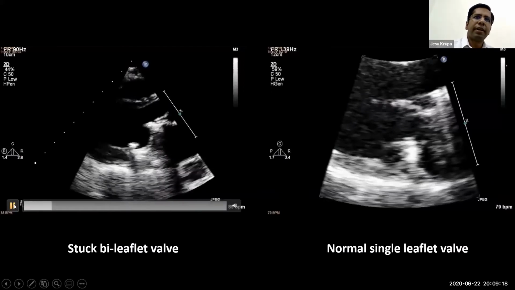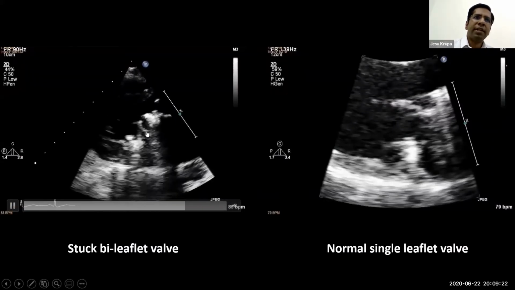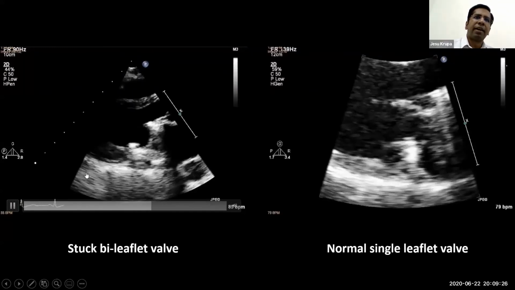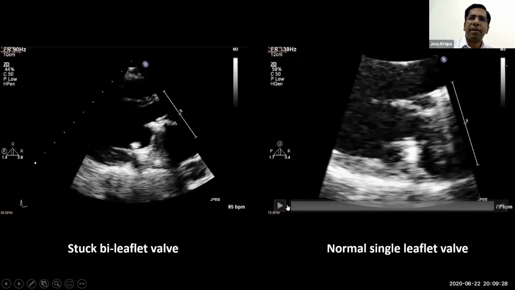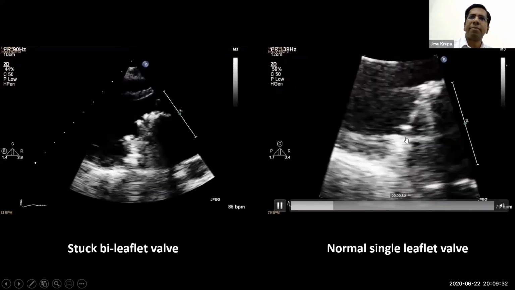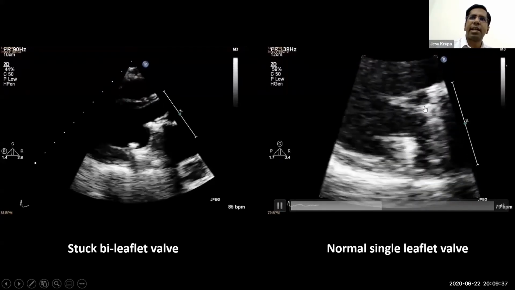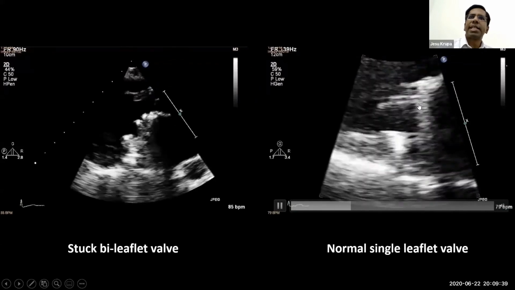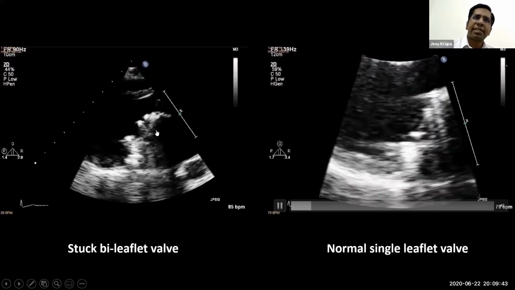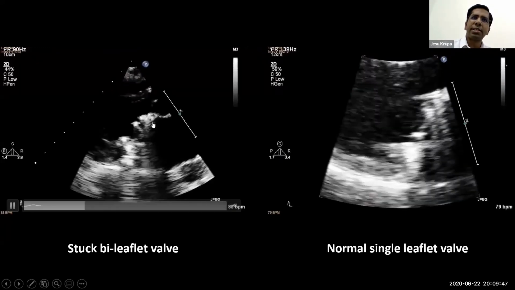So this is just to show the same patient, a zoomed view of the mitral valve. You see one leaflet moving, the other one does not seem to be moving. So this is a stuck bileaflet valve versus the previous first patient that we saw, which is a normal single leaflet valve. You notice how this leaflet is attached here. It has a large orifice here. It is attached here eccentrically and it has a nice excursion. Whereas this seems to be somewhere in the middle with no attachment to the side, as you can see.